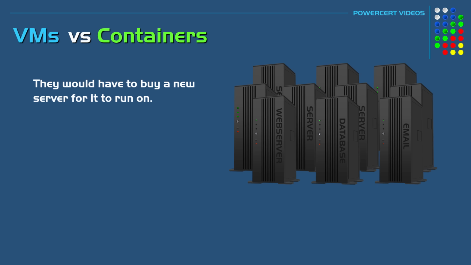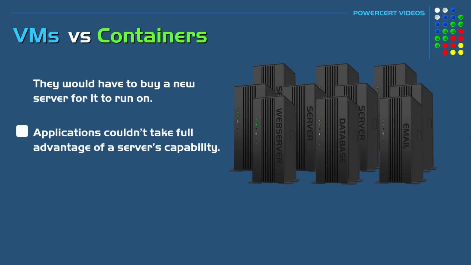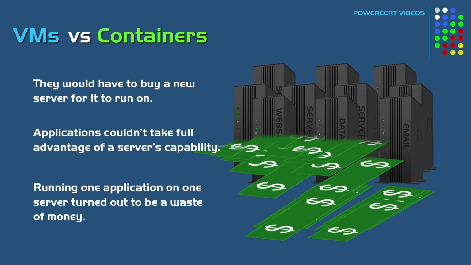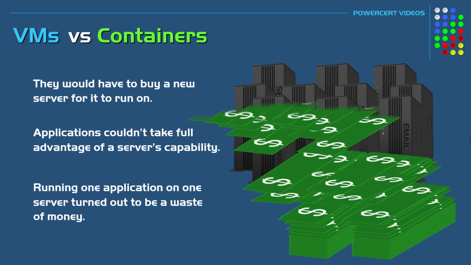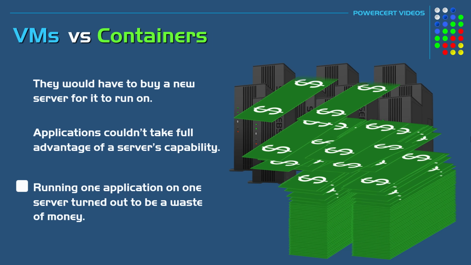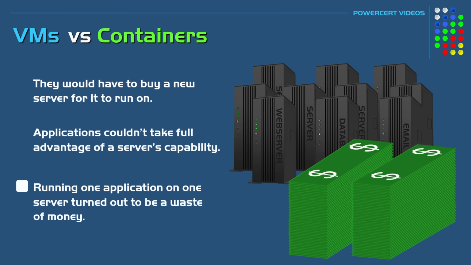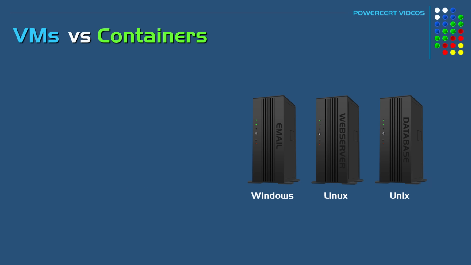And on top of that, the application wouldn't be able to take full advantage of the server's capability because modern servers today are so powerful that oftentimes the server is only running at 10% of its capacity. So running one application on one server turned out to be a big waste of money and also of the server's full potential. So to fix this problem, engineers developed virtual machines.